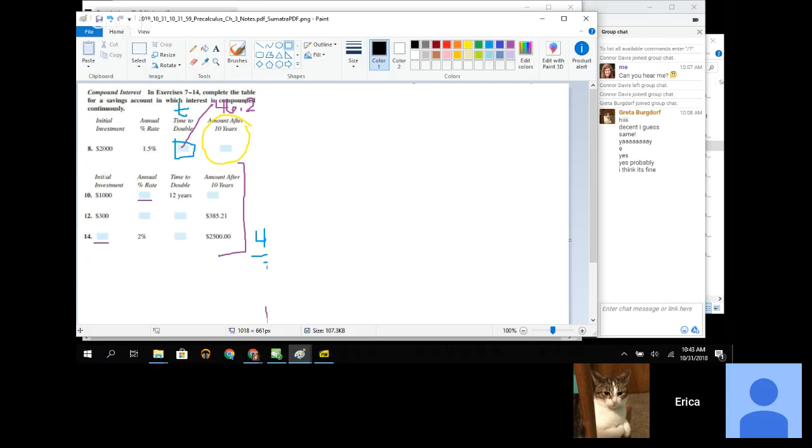Yeah, just remember, well, let me just tell you. If you have number 10 and you're trying to find the rate, A equals P e to the rt, right? So in number 10, you're trying to find the rate. Why does it not want me to write a line that way? It doesn't like it when I write a line up and down for some reason.